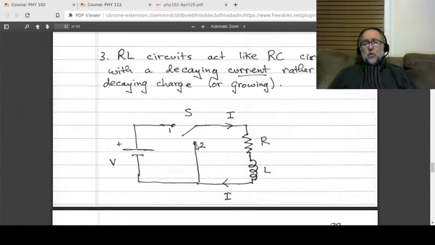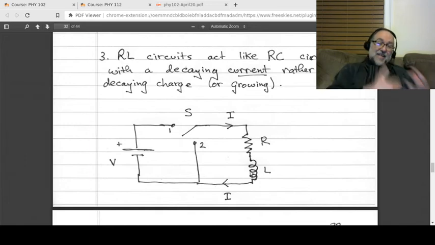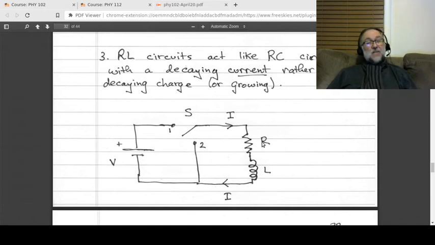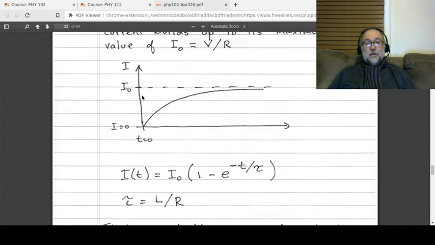Then when you open the switch to position 2, if there were no inductor there, the current would immediately stop. But because there's an inductor there, and an inductor resists a change in the current, the inductor is going to try to keep that current going, just like you saw above. But there's the resistor there, which will eventually slow it down. Resist this current, and it'll eventually slow it down, and it'll go to 0. So I'm not going to do any derivation. I'll just give you the formulas, because here they are.